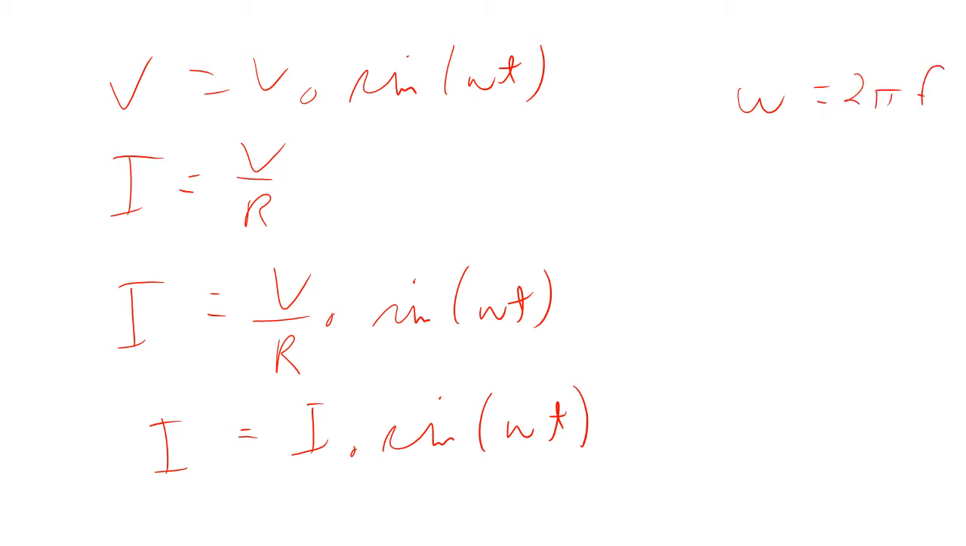Or we could rewrite that as I0 sine omega t, where omega equals 2 pi times the frequency. I0 is the maximum current, so this is the amplitude, and likewise V0 is the maximum voltage. That's the amplitude of the sinusoidal function. And so there we have alternating current following the alternating voltage.